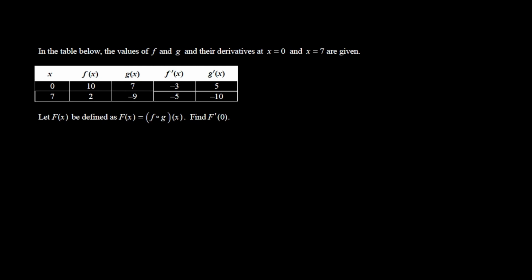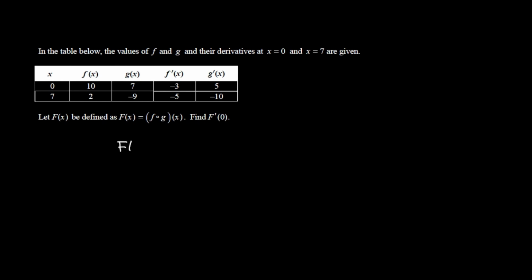We're told that capital F of x, which is of course different than little f of x, is defined as the composition of f and g of x, or it's a composite function involving little f and little g. And we're being asked to evaluate the derivative of capital F at 0, so F prime of 0. So before we deal with that table, we better be clear what we're given.